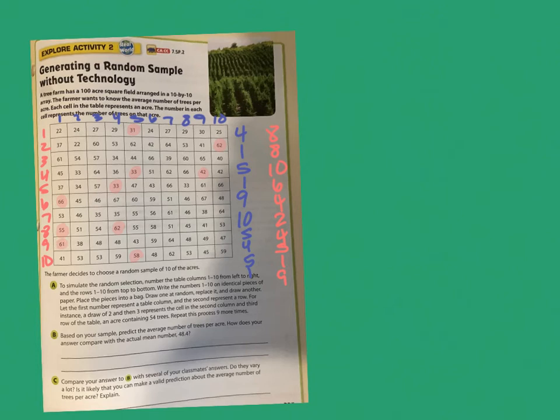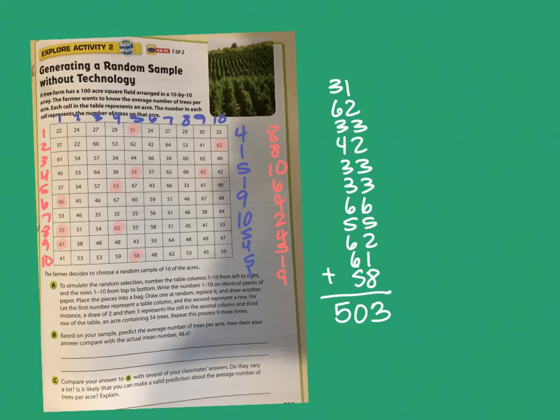Then I would take each of these numbers and find the mean or the average of all of them. And when I add each of these numbers together, I got 503. Then I will divide by how many there were. There's 10 numbers there. So 503 divided by 10 is going to be 50.3. So I get an average on my sample of 50.3.